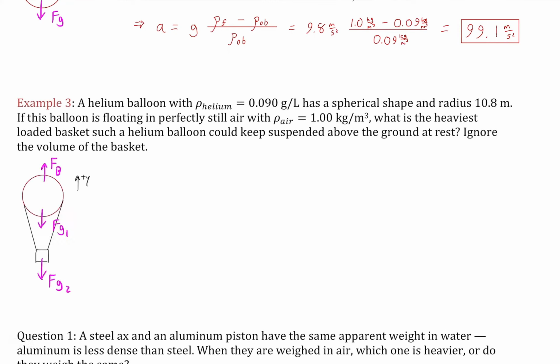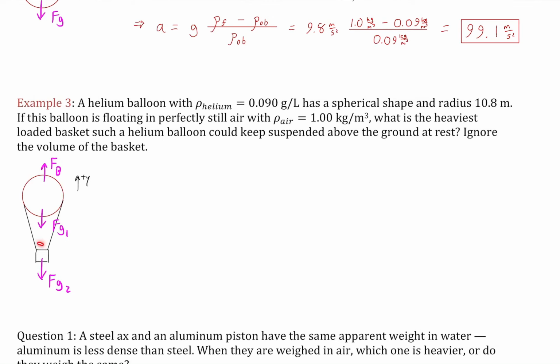So moving on, example 3. The helium balloon's back. But this time we've attached a basket to it, okay? So helium balloon, we have the density of helium, 0.09 grams per liter, has a spherical shape and a radius of 10.8 meters. If this balloon is floating in perfectly still air with a density of air of 1 kilogram per cubic meter, what is the heaviest loaded basket such a helium balloon could keep suspended above the ground at rest? All right, ignore the volume of the basket.